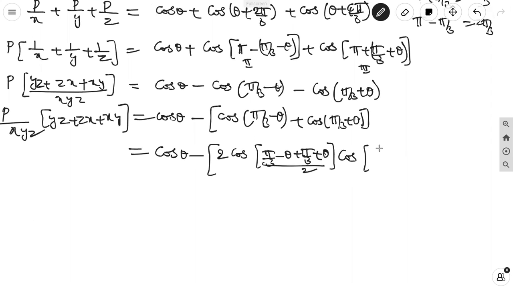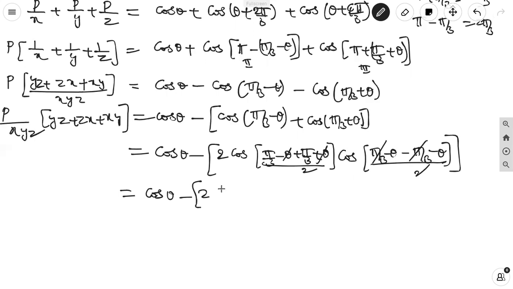times cos of (A minus B) by 2, that is pi by 3 minus theta is A, minus the second factor, that is minus (pi by 3 plus theta), by 2. Here minus pi by 3 and plus pi by 3 cancel. Here plus theta and minus theta cancel. This is equal to cos theta minus 2 cos of pi by 3 into 1 by 2. This is the 2 pi by 3, 2 pi by 3 into 1 by 2, the 2s get cancelled.